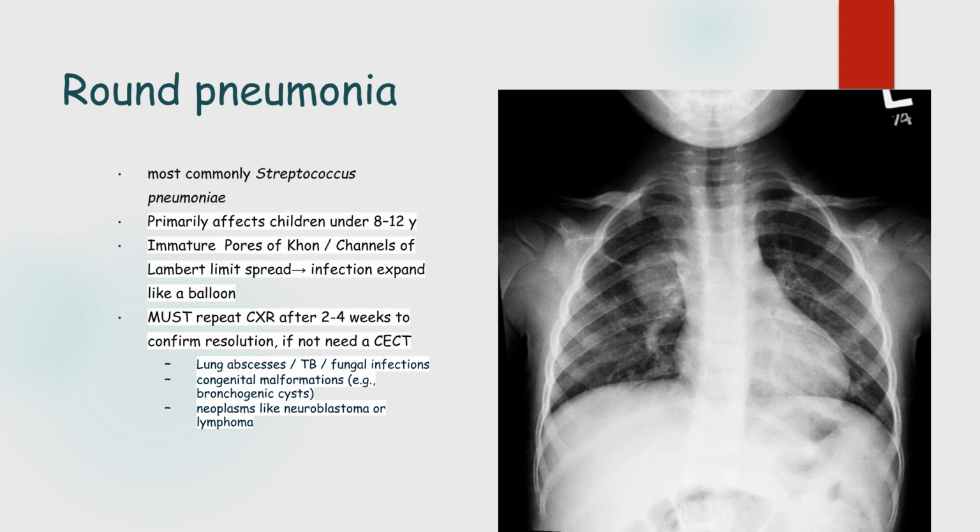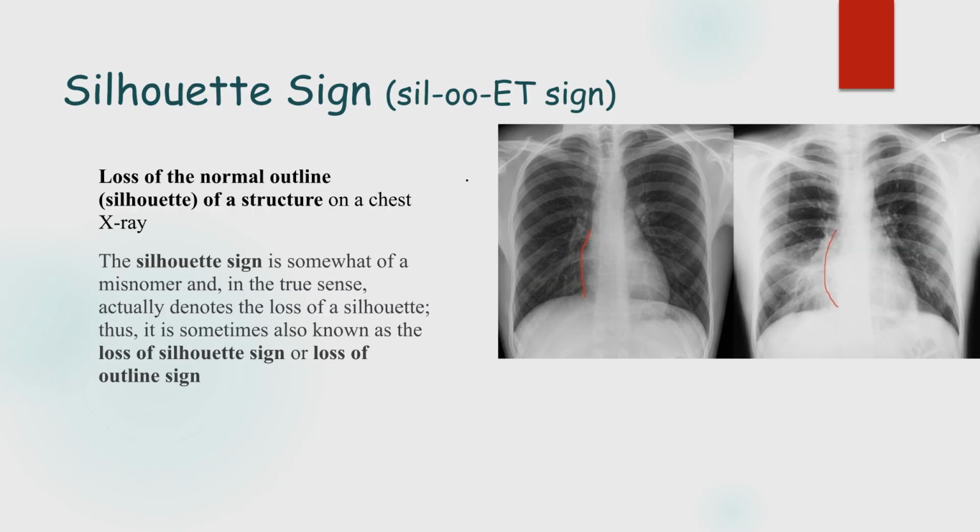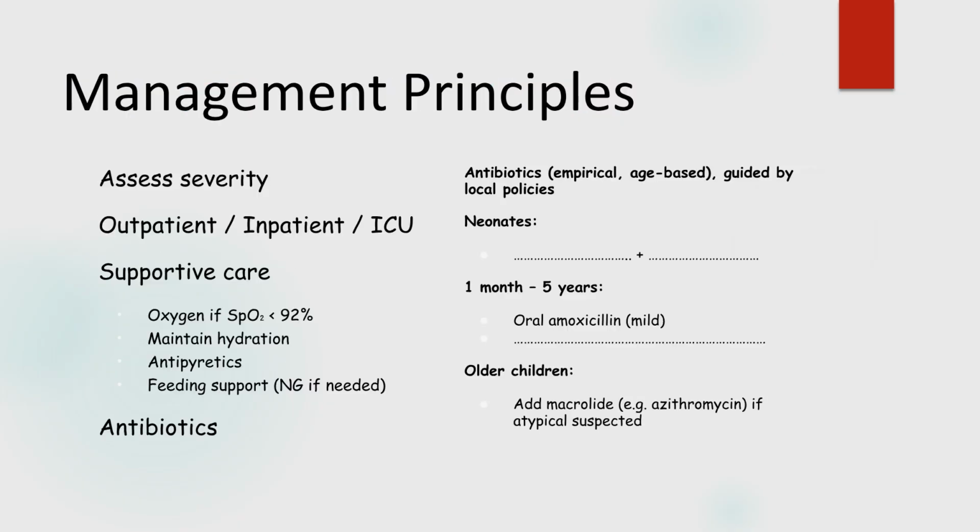A chest X-ray must be repeated after 2 to 4 weeks to confirm resolution, or a CECT may be needed to rule out complications or other conditions. The silhouette sign refers to the loss of the normal outline of a structure on a chest X-ray. It denotes the loss of a silhouette and can also be called the loss of outline sign.